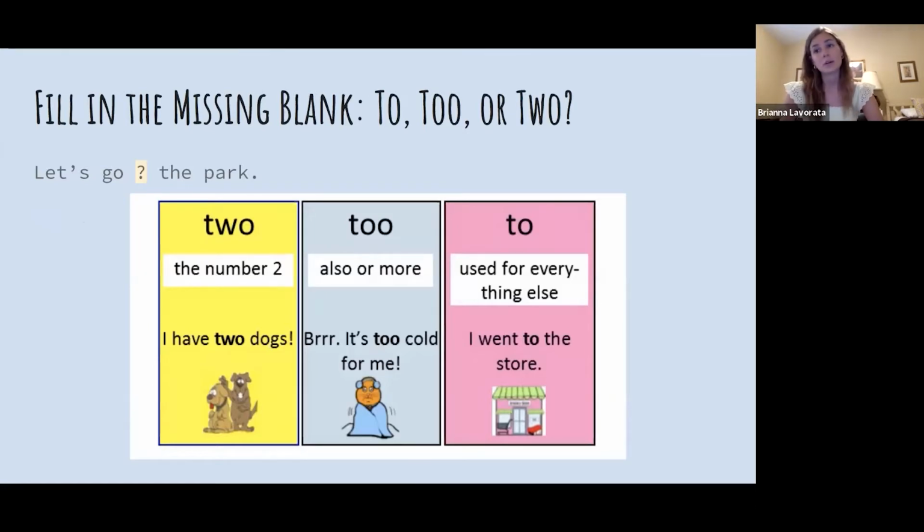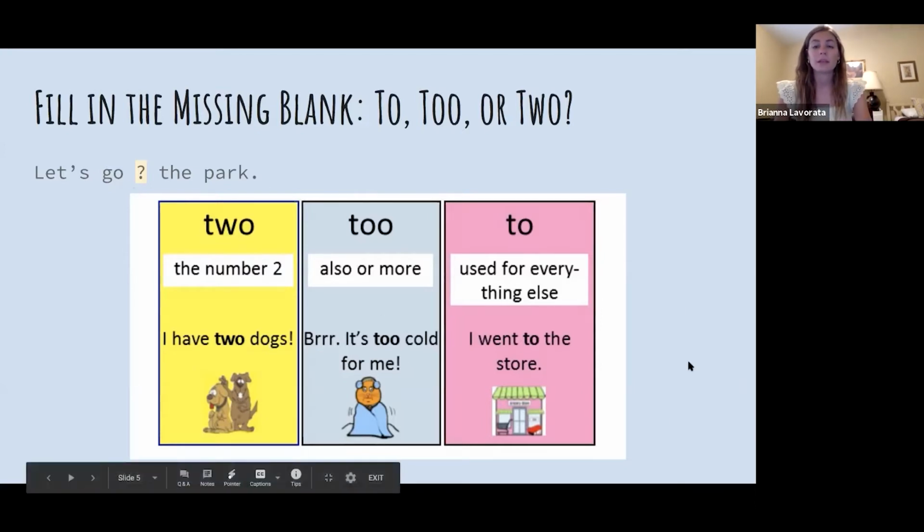With that being said, you don't need any materials for today's lesson. However, if you would like to gather materials, please feel free to pause this video and gather one piece of paper and a pen or pencil, and you can fill out these examples of filling in the missing blank. So today we're going to be filling in the missing blank with the word T-O, T-O-O, or T-W-O, okay? So which two are we going to use for this sentence? It says, let's go to the park, okay? Are we going to use the number two? Are we going to show that we have also or more of something? Or are we just going to use the basic T-O to show what we're using it for everything else?